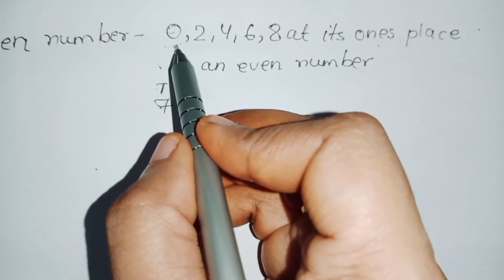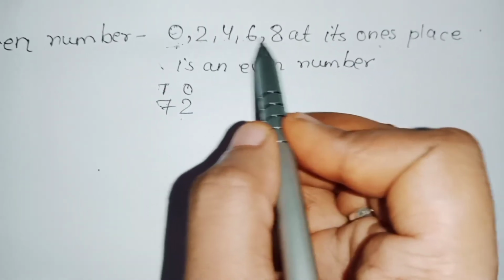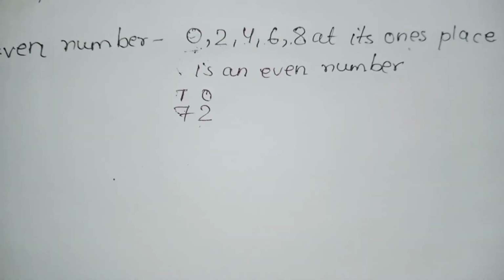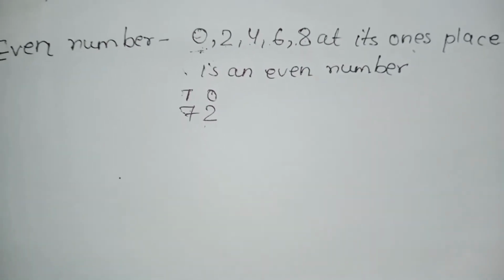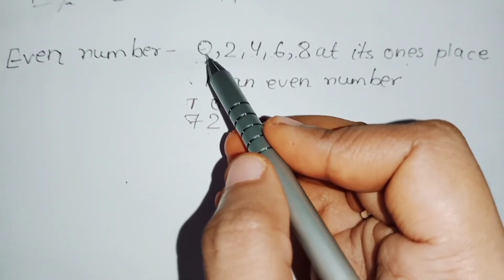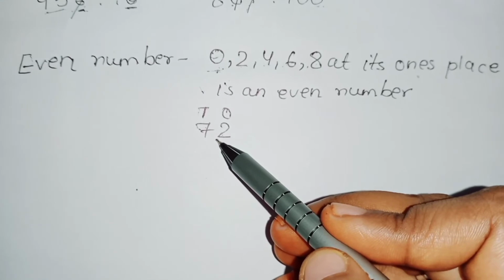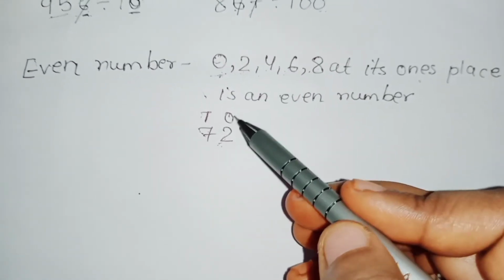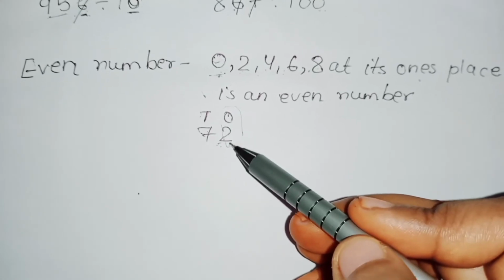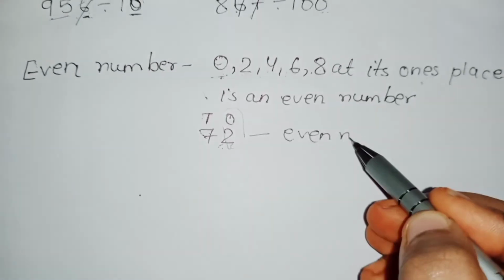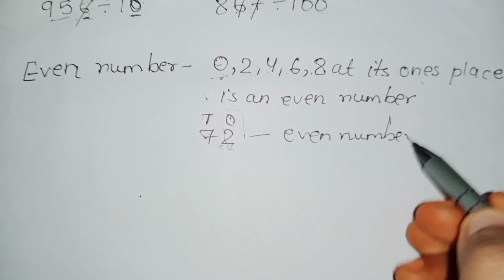I have already told you, when you see 0, 2, 4, 6, 8. Otherwise just remember the numbers which come in the 2 table, and in the 2 table all of these come: 2, 4, 6, 8, and 0 as 10 is there. In the ones place when you see 0, 2, 4, 6, 8, this one is the ones place. So you can see 2 here in the ones place, that means this one is an even number.